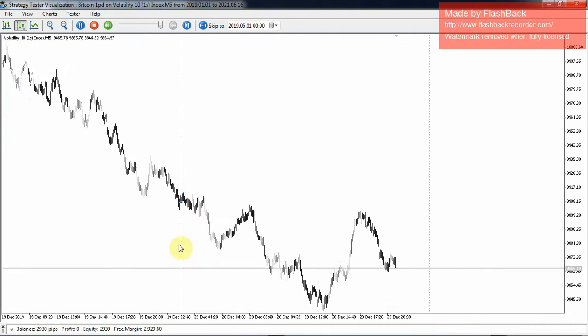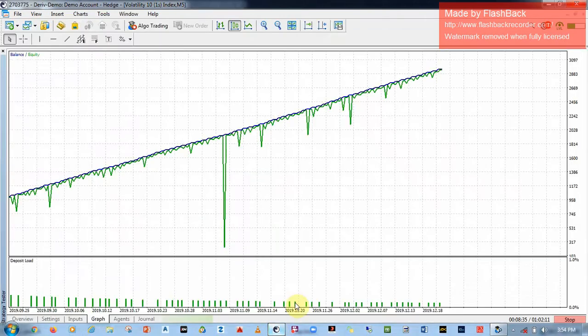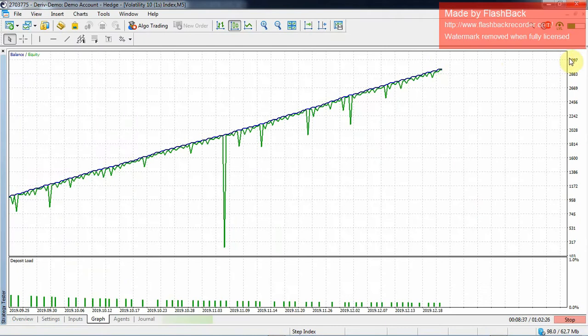We're now on 20th December. Smooth balance line, 3K. As you can see, 3K. Most trades don't have drawdowns, as you can see from the balance line. We're now in 2019, December 18th. We are up 3K from September 2019.